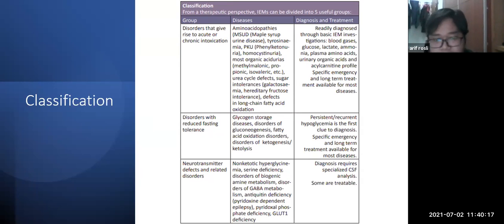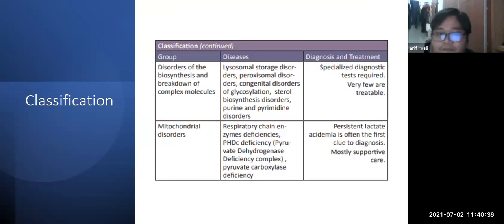Then we have group 3, which are neurotransmitter defects and related disorders. Some of the diseases are non-ketotic hyperglycinemia, serine deficiency, and others. Diagnosis requires specialized CSF analysis. Some are treatable for group 3. Next, we have group 4 and group 5.